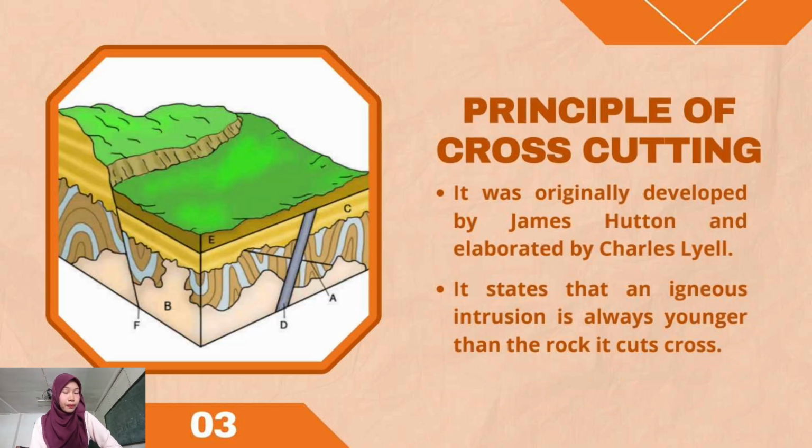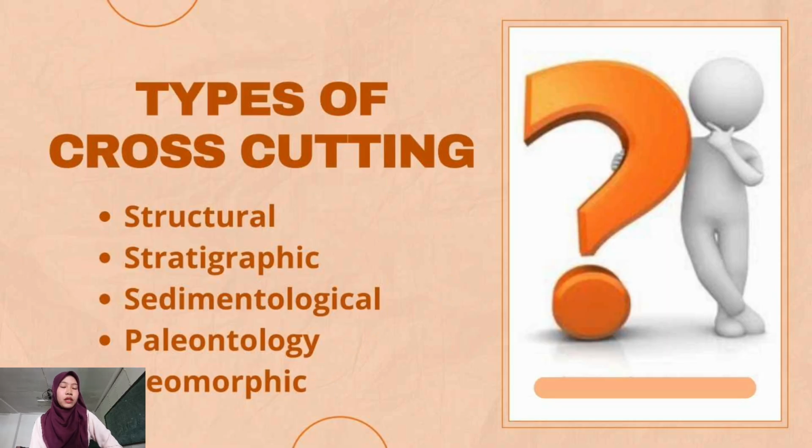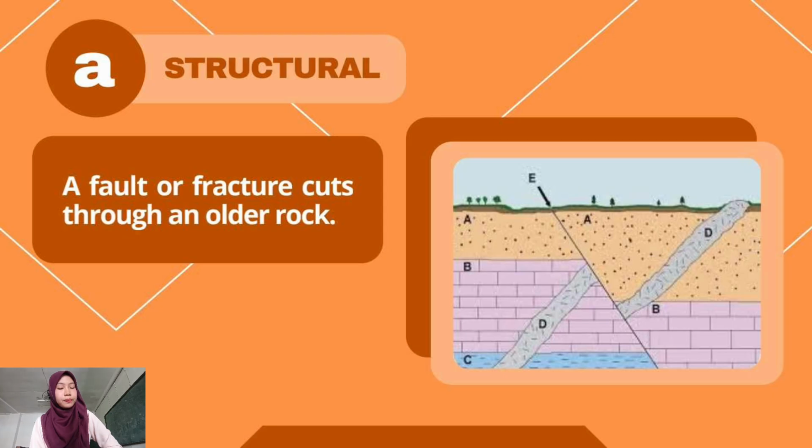Number 3 is the principle of cross-cutting. It was originally developed by James Hutton and elaborated by Charles Lyell. It states that an igneous intrusion is always younger than the rock it cuts across. In the principle of cross-cutting, we have different types of it. These are the structural, stratigraphic, sedimentological, paleontologic, and geomorphic.